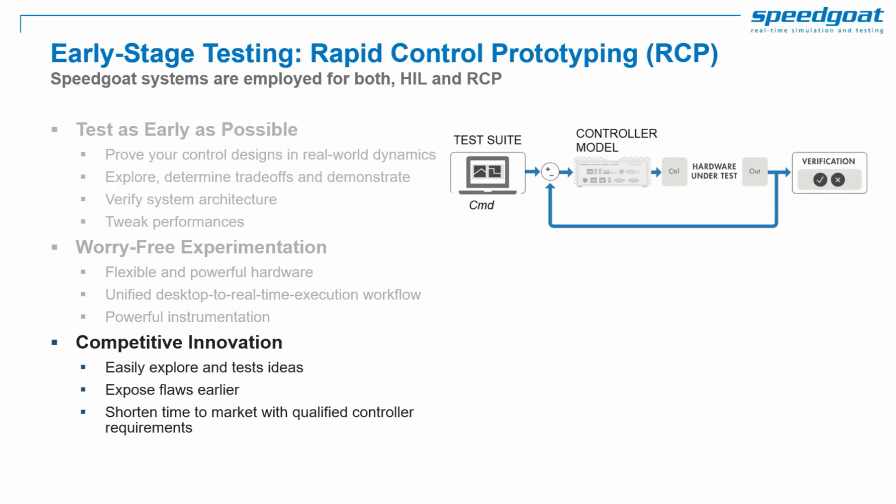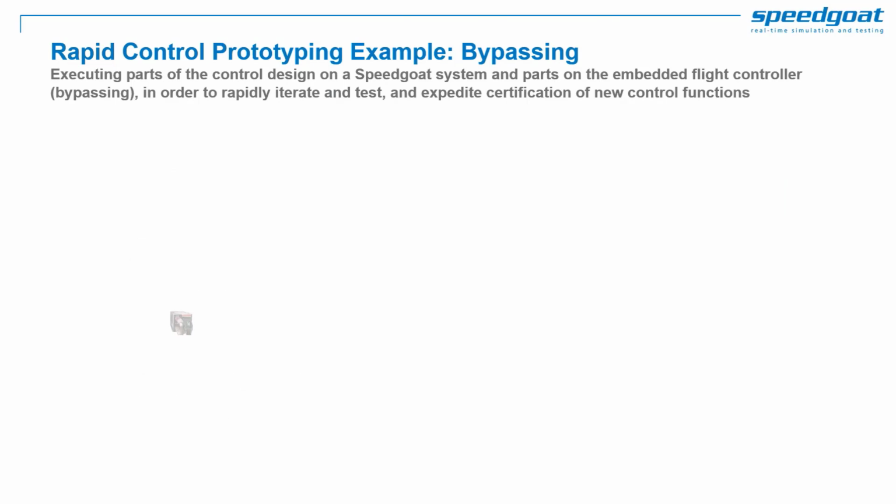Ultimately, you can be more innovative, expose design flaws earlier, and shorten time to market. A very interesting application of this controls prototyping is bypassing.